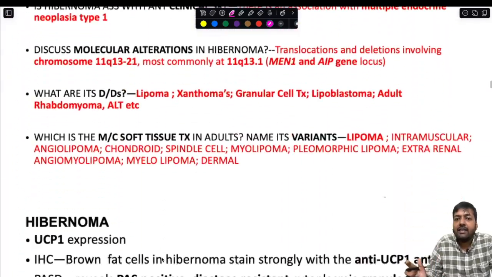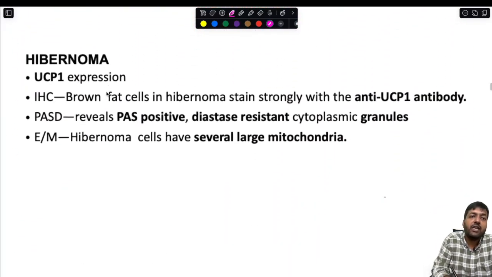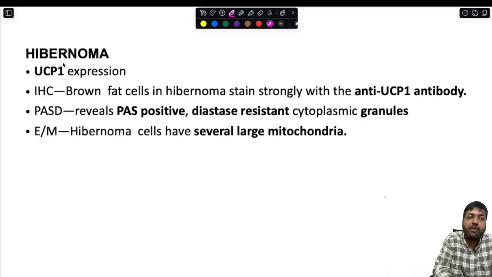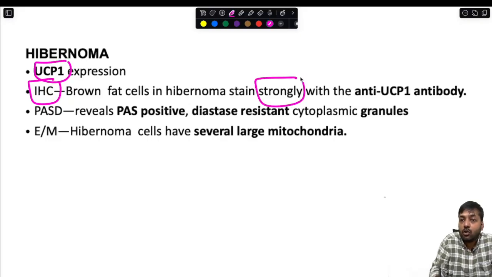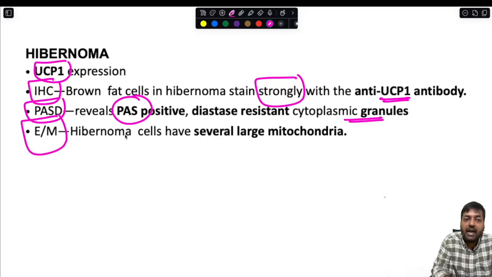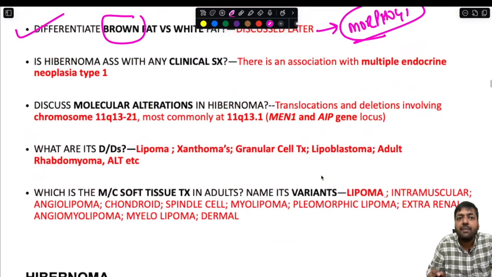Along with that, there is another way that you can differentiate. Hibernoma fat cells, or the brown fat cells, show UCP1 expression. If you do immunohistochemistry, the brown fat cells and hibernoma stain strongly with anti-UCP1 antibody. PAS-D will reveal PAS-positive diastase resistant cytoplasmic granules, and electron microscopically, hibernoma cells contain a large number of mitochondria. Several large mitochondria are present.